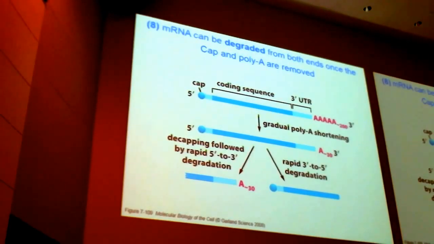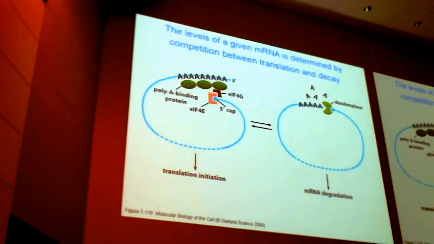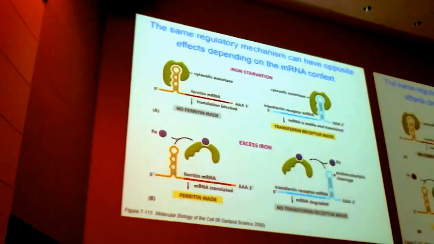So always for every message, it is a balance between, is it getting translated by having the cap being bound appropriately by the cap binding protein, forming this productive circle, or there is an enzyme called deadenylase, as the name suggests. It removes adenyl groups, or removes the poly A tail, and that leads to degradation. And for every message in a cell, it's a competition between those two.